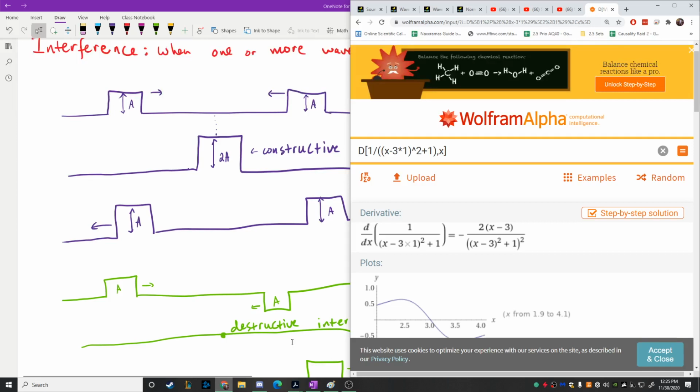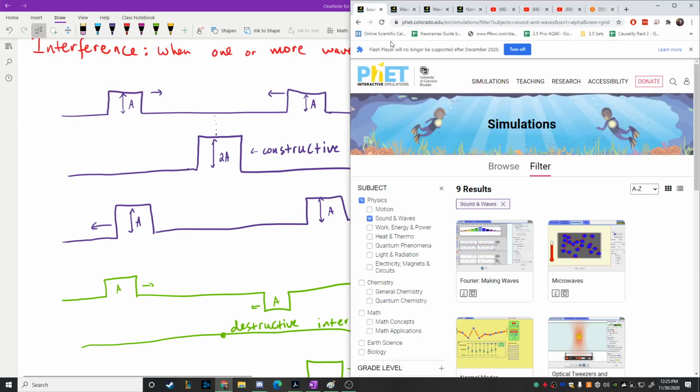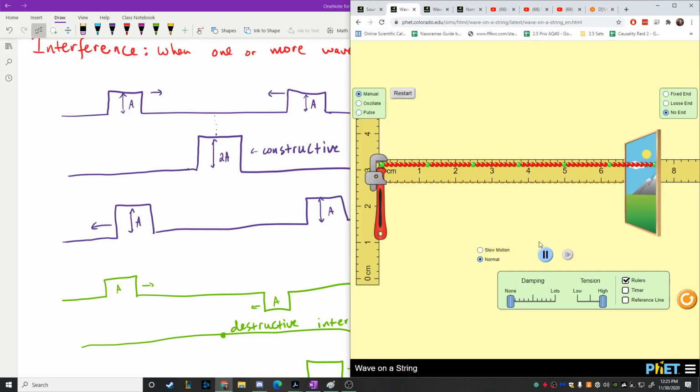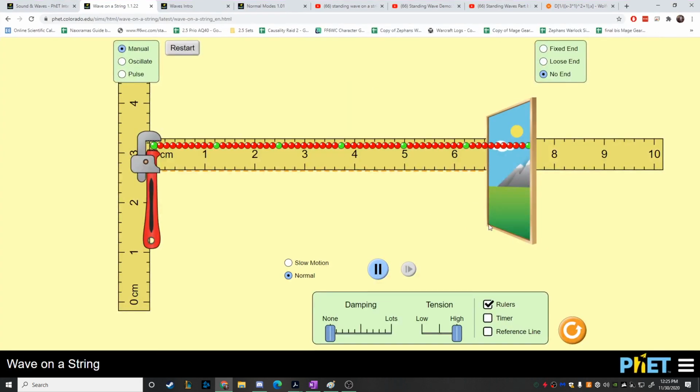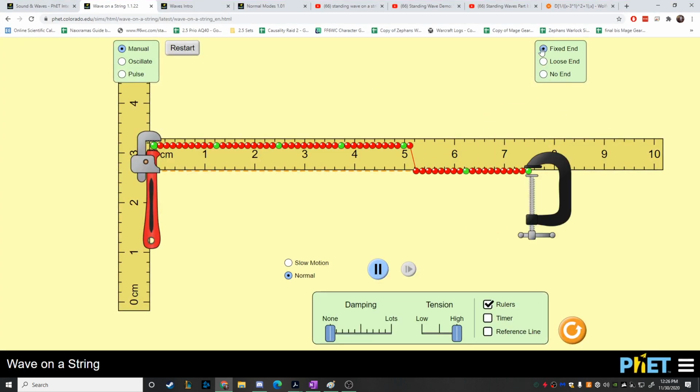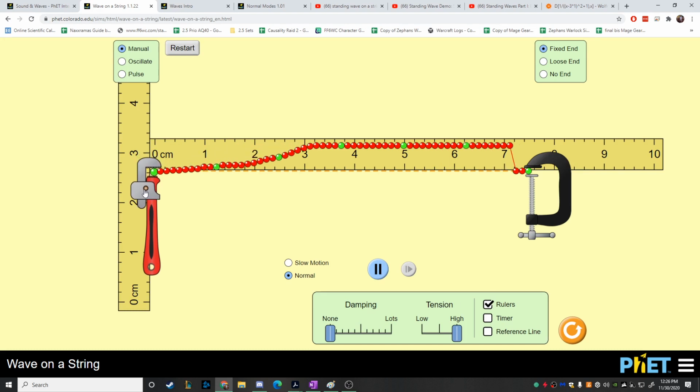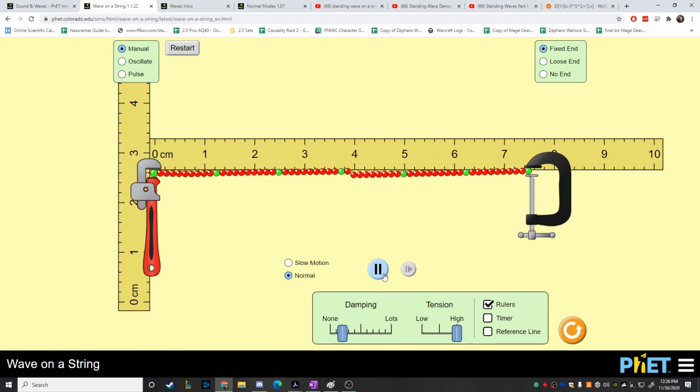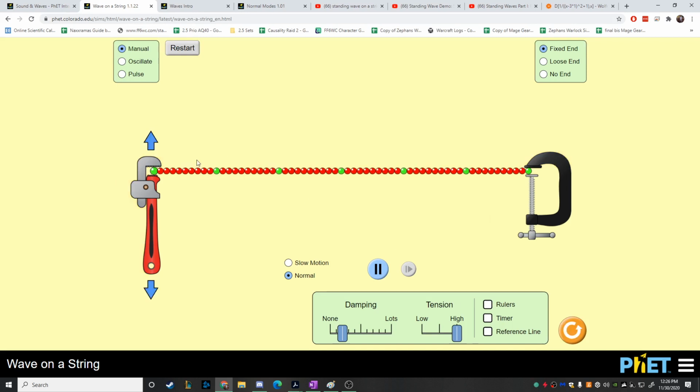We can see this happen on this one if we do this. Gotta put damping in here. This thing will just keep going forever. So we can see this happen here because when the wave reaches the end, it bounces back, right?